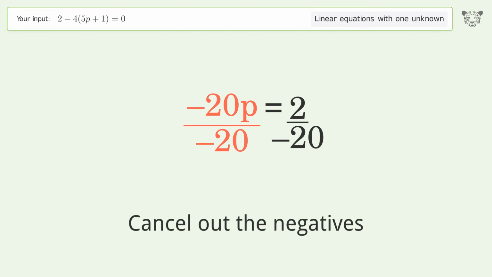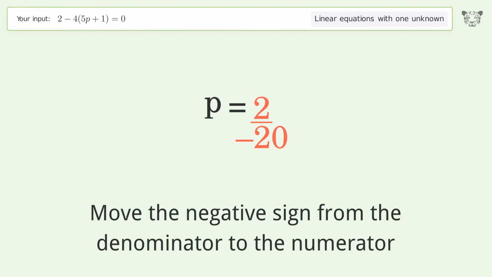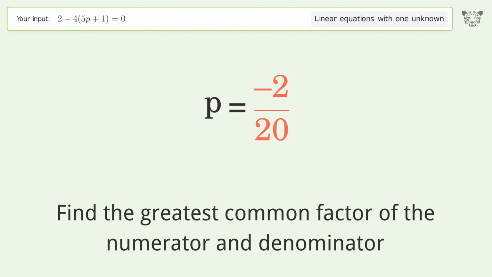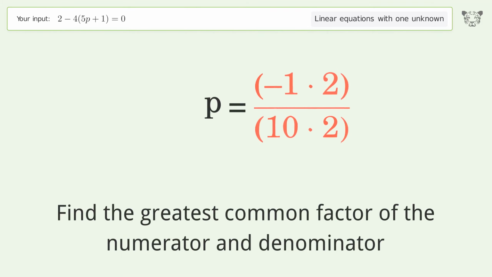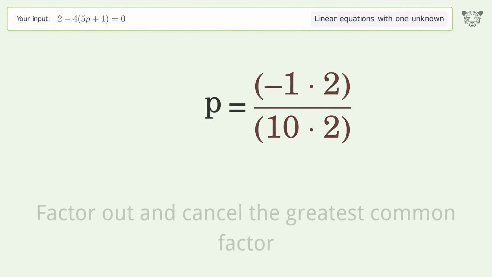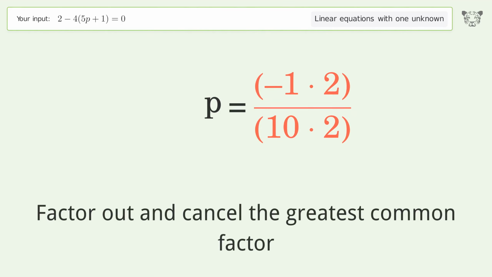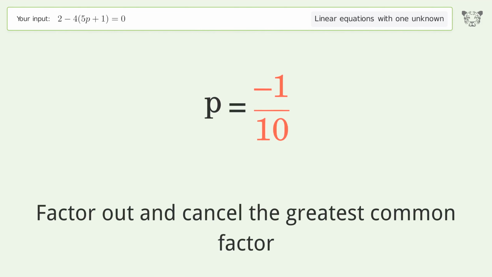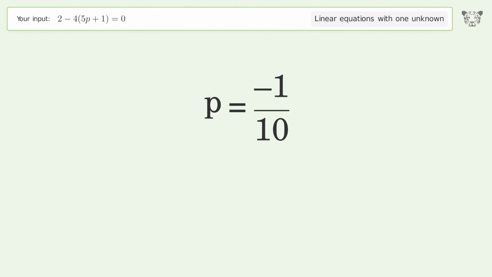Simplify the fraction. Move the negative sign from the denominator to the numerator. Find the greatest common factor of the numerator and denominator. Factor out and cancel the greatest common factor. And so the final result is p equals -1/10.